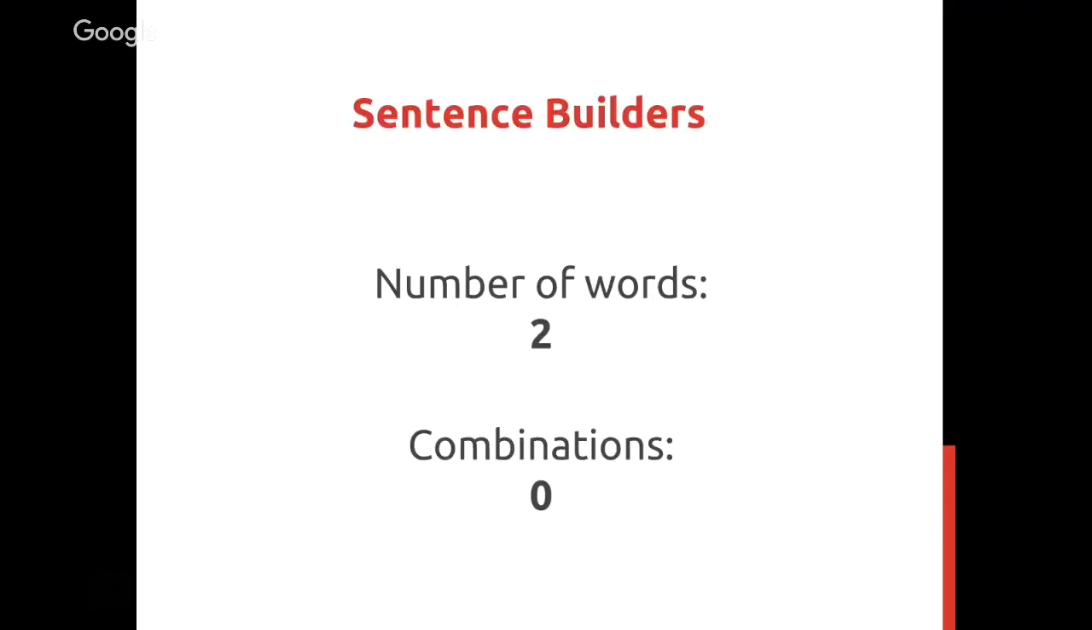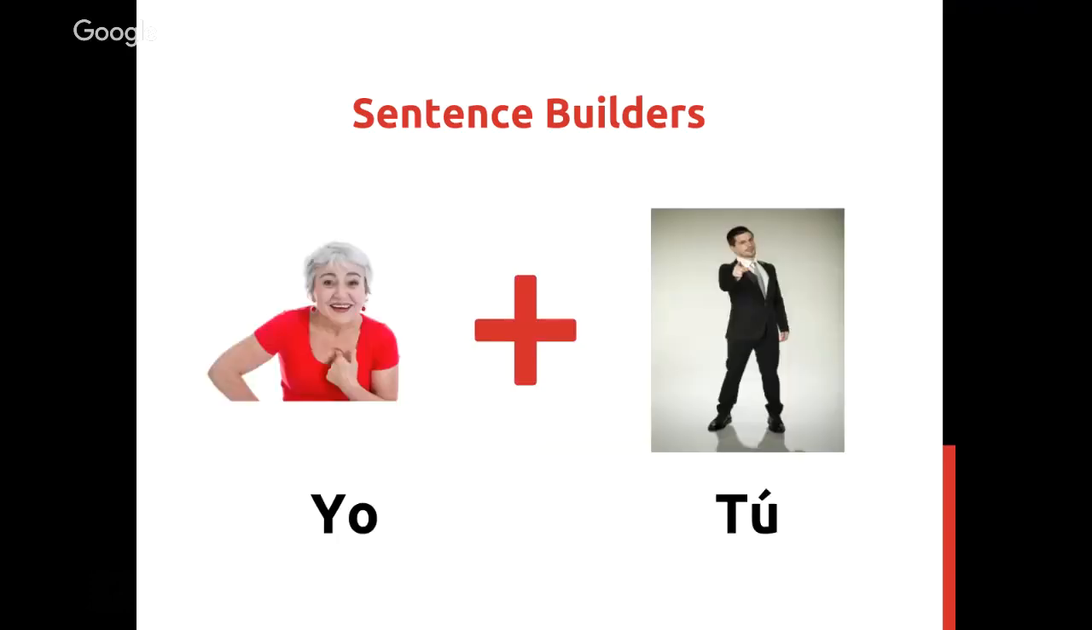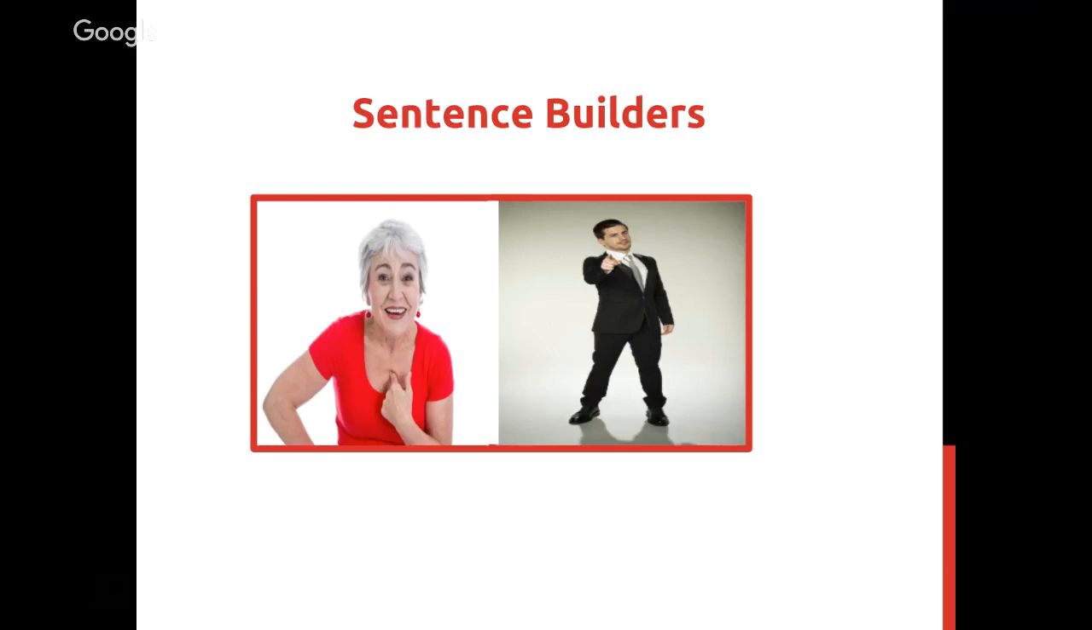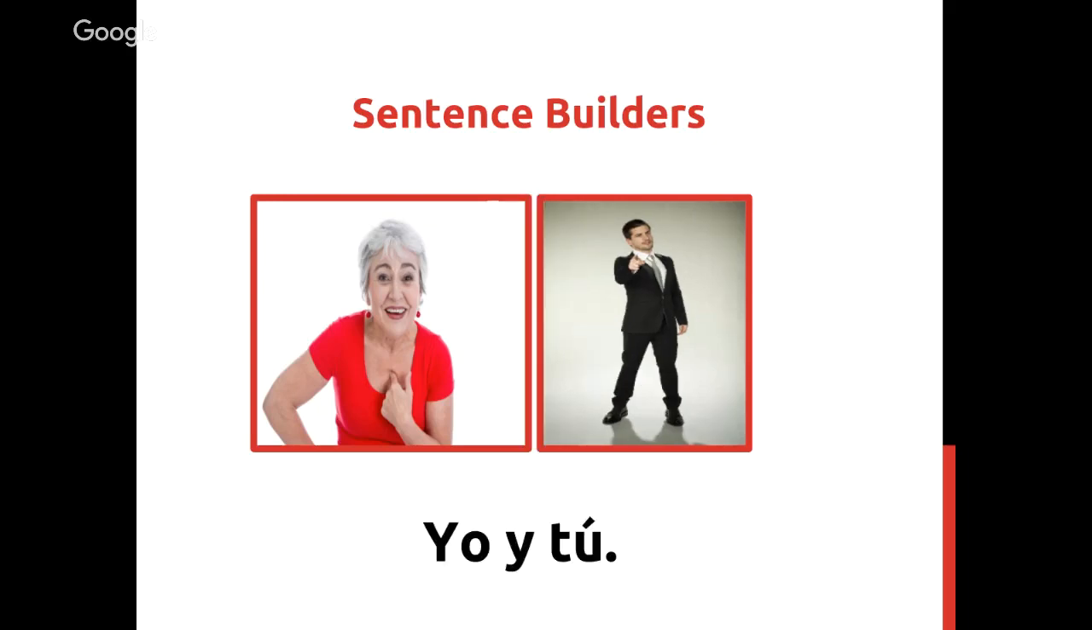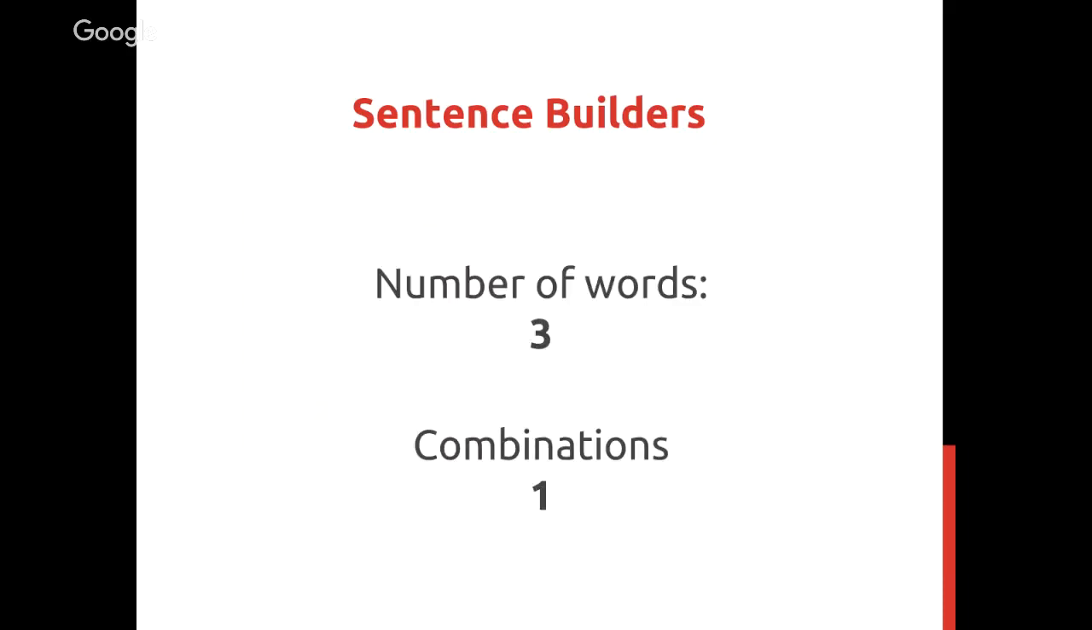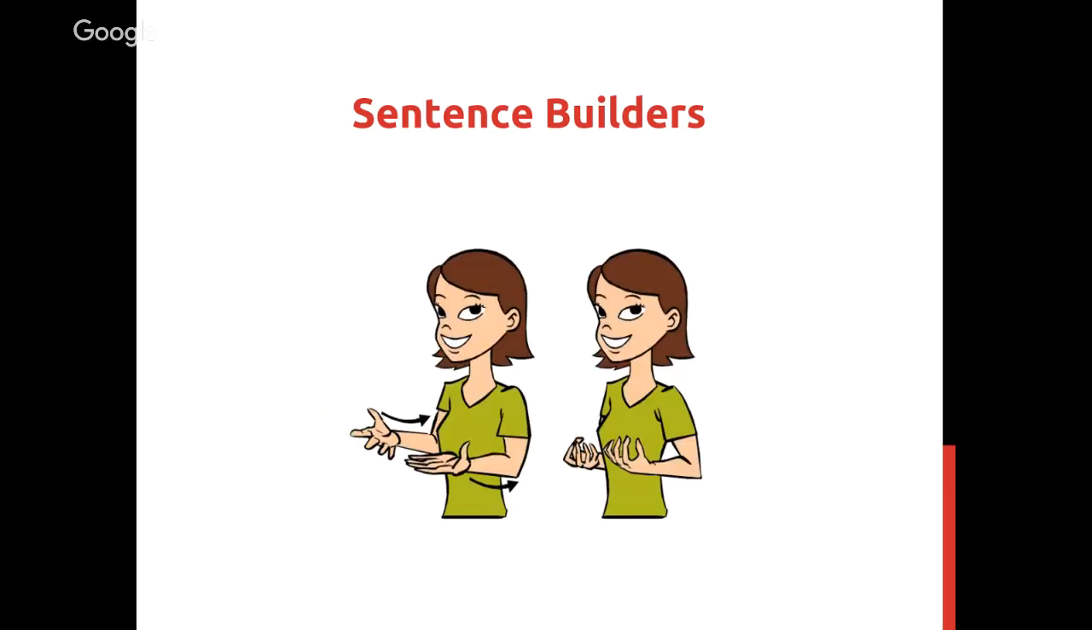I know 2 words. Still not able to make combinations, but it's going to change very quickly. So, I and you, yo and tú. Okay. What about if you want to say you and me, for example? You need to know how to say and. That's y in Spanish. So yo y tú. Now 3 words, you can make 1 combination.